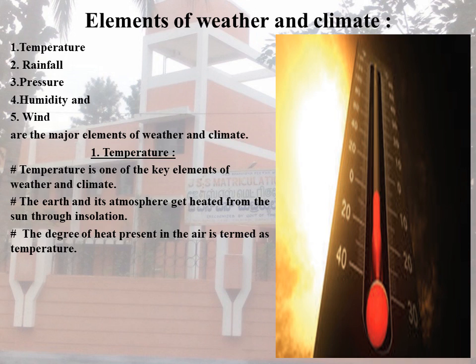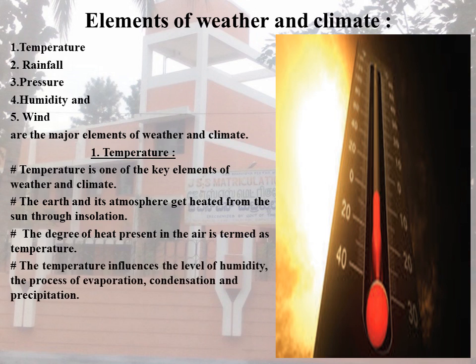Isallobar is equal pressure tendency, showing similar changes over a given time. Isobar is equal atmospheric pressure. Isohyet is equal amount of rainfall. These we are going to learn about in the coming classes.